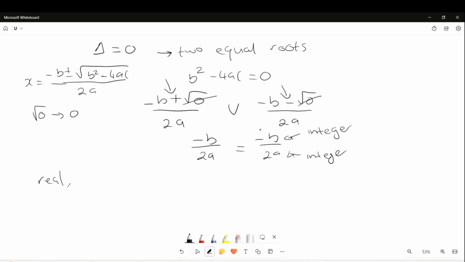And then remember we talked about rational numbers. We said a rational number is given in the form b over a, where b is an integer and a is also an integer, right? So this value here is also rational, and they are equal roots. So if they say determine the nature of roots, and I get my delta equal to 0, then the nature of roots is real, rational, and equal roots.